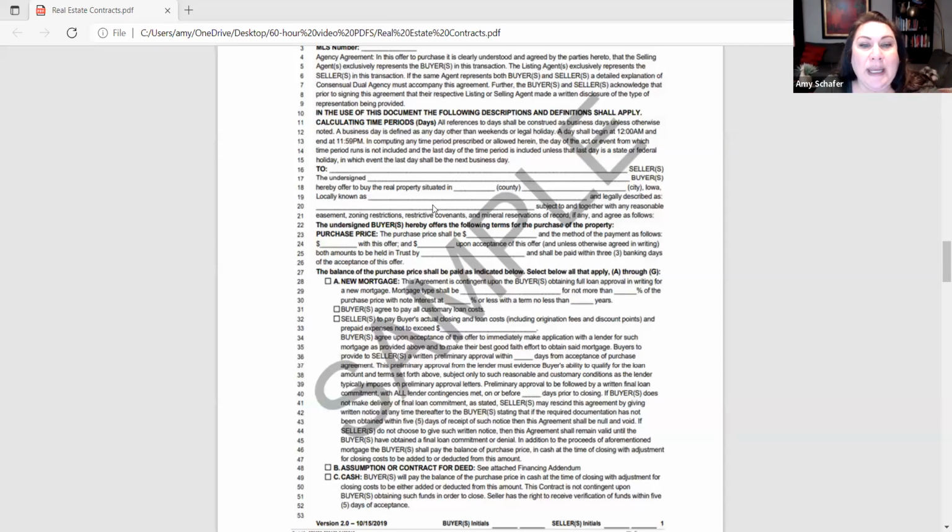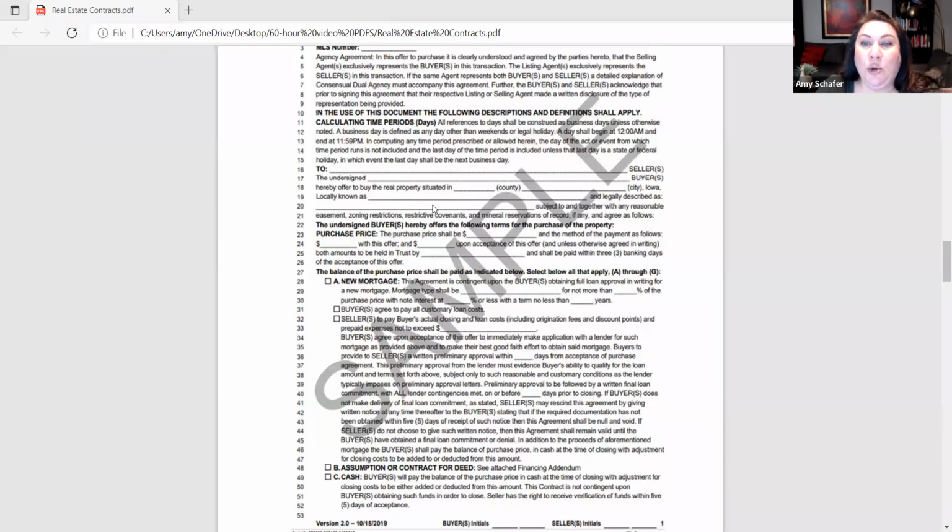Line 23 is where you're going to write your purchase price. Line 24 is where you would address earnest money. You can do some with the offer and some upon acceptance. I think a lot of offers turn over earnest money once the offer is accepted. And in most markets that I know in Iowa, the earnest money, that consideration, is held by the listing broker.